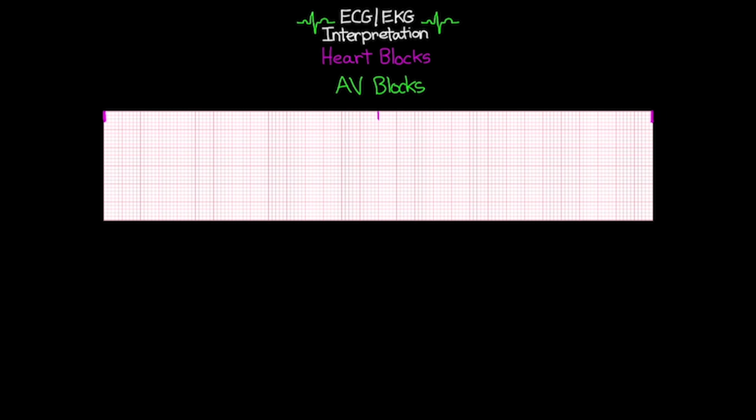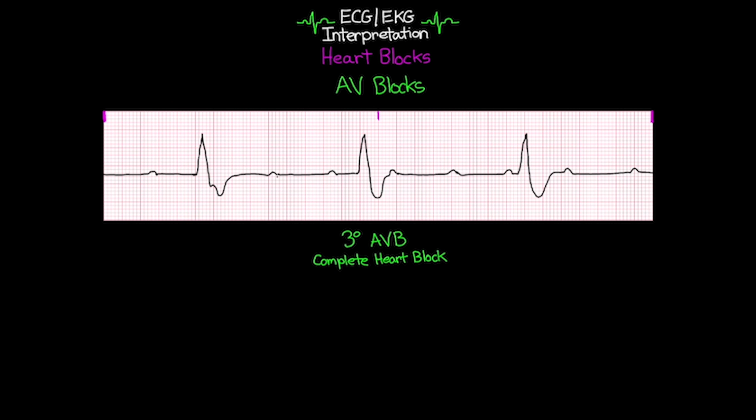All right, and so now to move on to the last of these heart blocks, this is going to be what we call a third-degree AV block or a complete heart block. And so just as the name suggests, this results from the complete block of impulse from the AV node to the ventricles.